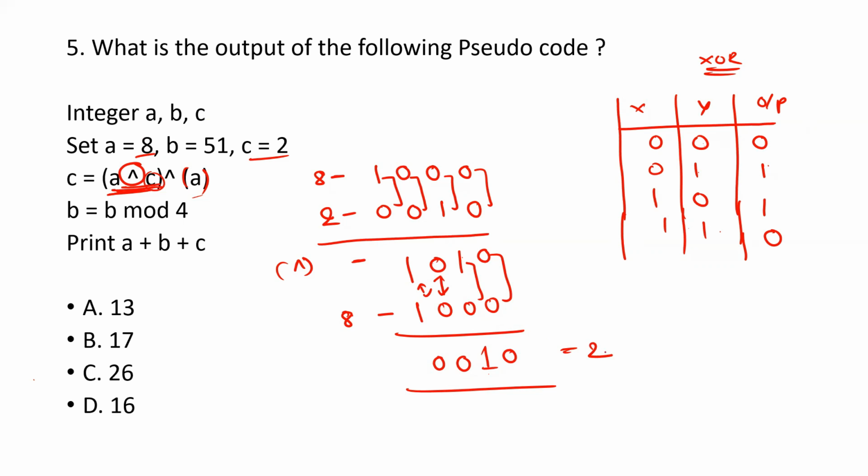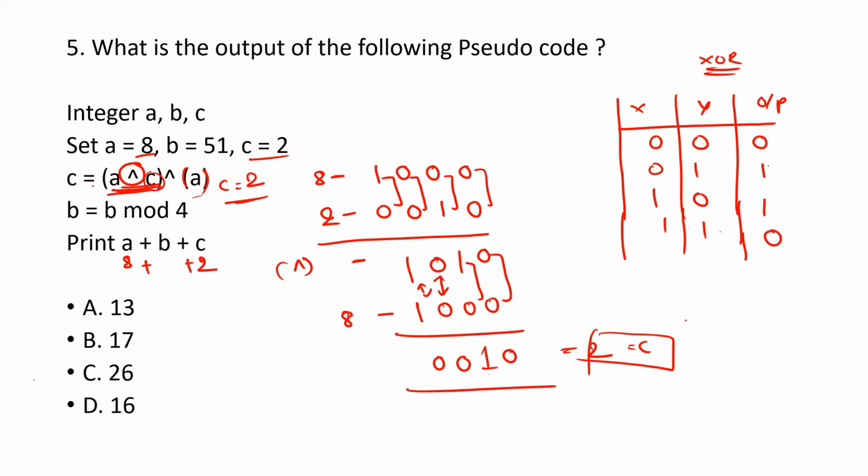Now, what value is updated? This is the updated value of C. Now, in C, the value stored will be 2, right? Now, we can say the A value will not get updated. The B value we have to find out. The C value is 2 here, right?